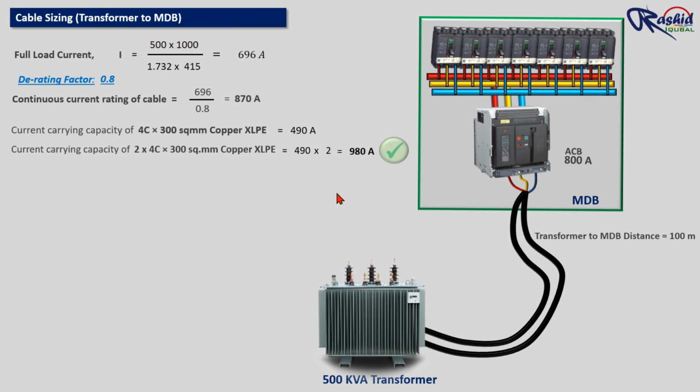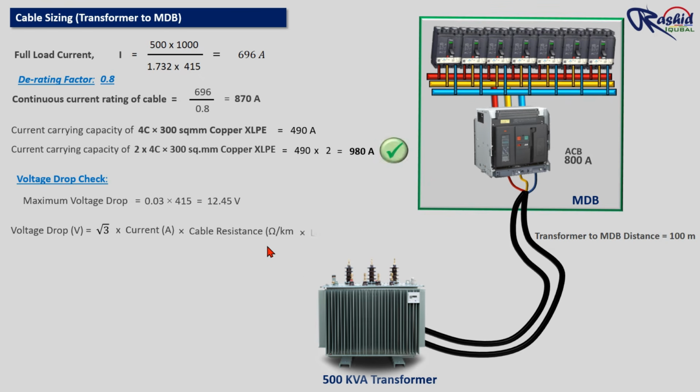But before finalizing, we must check the voltage drop to ensure it is within acceptable limit or not. For the voltage drop, we have to keep it within 3%, which is the common standard for distribution circuits. Maximum voltage drop is 3%, so we can calculate 3% of 415 volt, equal to 12.45 volt. Now let's apply the voltage drop formula. Voltage drop equals root 3 multiplied by current multiplied by cable resistance multiplied by length.